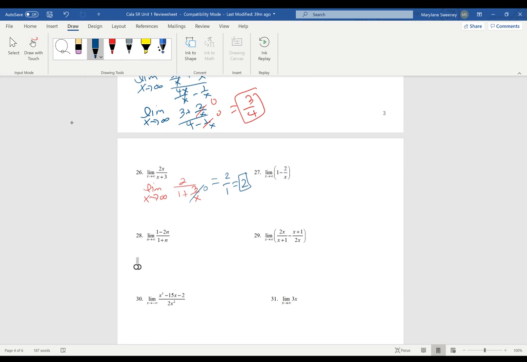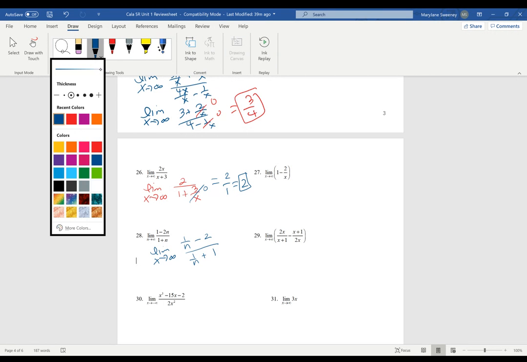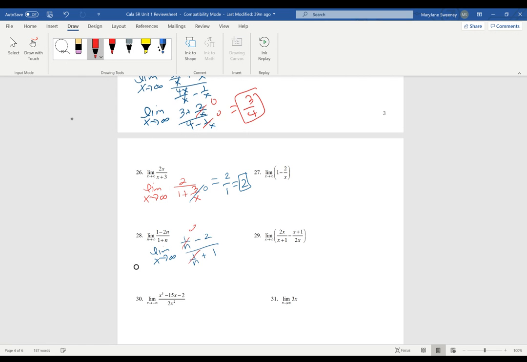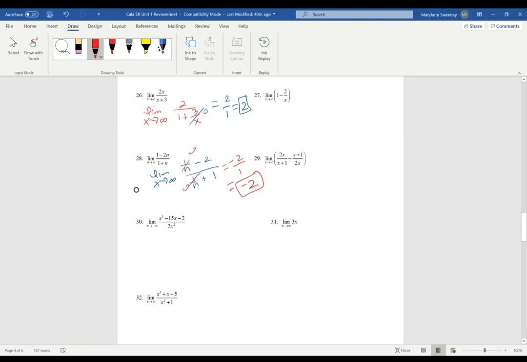So if we want to use that same method in the next one, divide by n, that would just be 2, divide by n, that would be 1. So we're dividing everything by n. And then we're going to basically say, okay, that goes off to 0, that goes off to 0, negative 2 over 1, which is negative 2. So again, a constant divided by a really big number will go off to 0.